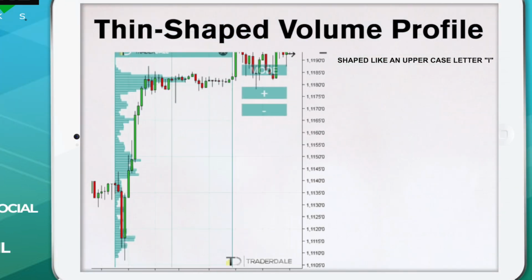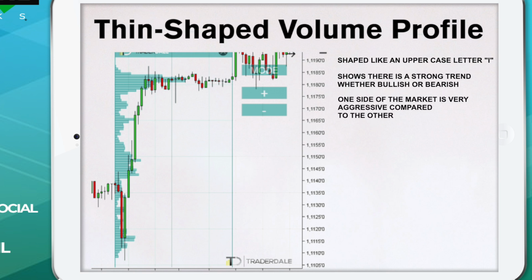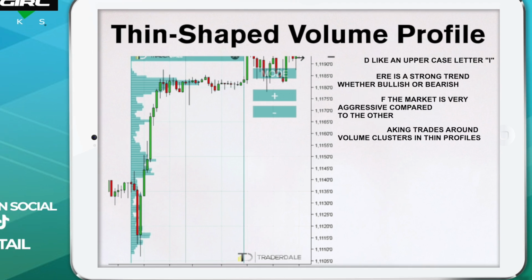And lastly is the thin profile. The thin profile looks like a letter I, and it shows a strong trend. Whether that's bullish or bearish, there's a strong trend here. So there's little to no time for building up trading positions with so much price movement. So you're going to see a few volume clusters that make up this type of profile.